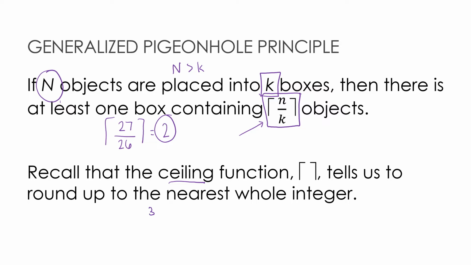If I had my 367 people in a room divided by 365, again, this value is greater than 1. Greater than 1 says round up to 2. So at least 2 people in that room must have the same birthday.